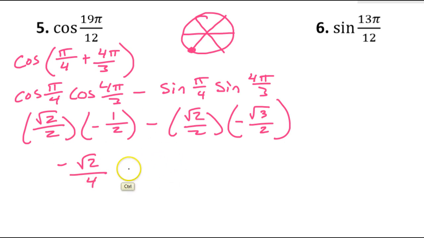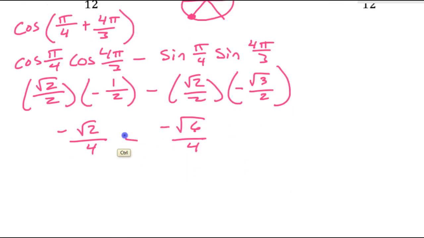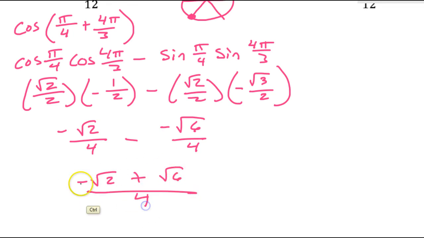Okay. Let's see, how do I exactly want to do this? I guess for now I'll say minus negative radical 6 over 4. But obviously when you subtract a negative, it's going to be positive. So I'm going to end up with negative radical 2 plus radical 6 over 4 for the final answer.